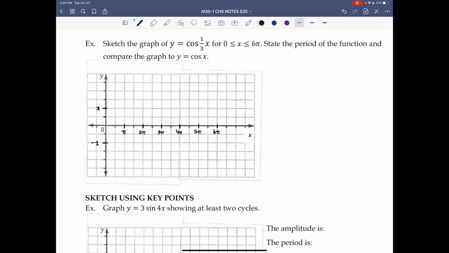Let's graph y equals cos x first. We should start to see a pattern. Cos x starts at 1 at 0, equals 0 at pi over 2, equals -1 at pi, equals 0 at 3 pi over 2, and then it gets back to being 1 at 2 pi. But if you don't see that pattern, look at your unit circle again.